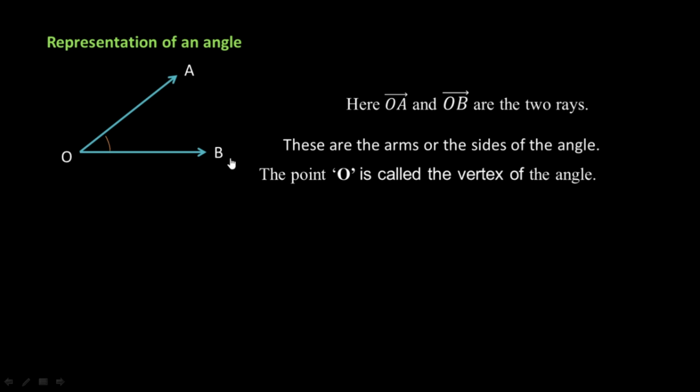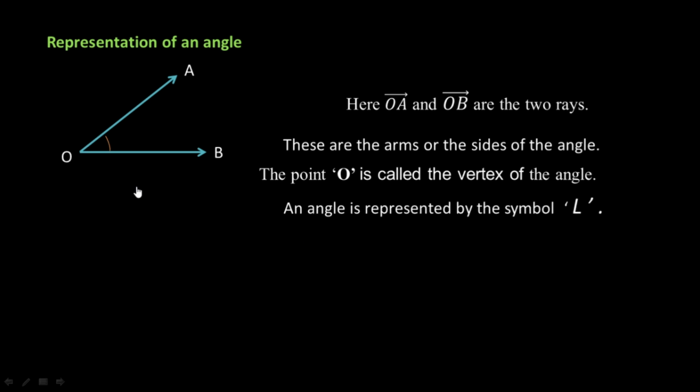Representation of an angle. Look at this picture. Here OA and OB are the rays of an angle, and they form the angle. Once again, observe this. OA and OB are the rays of an angle. These two rays form an angle. OA and OB are called the sides of the angle, and point O is called the vertex of the angle.